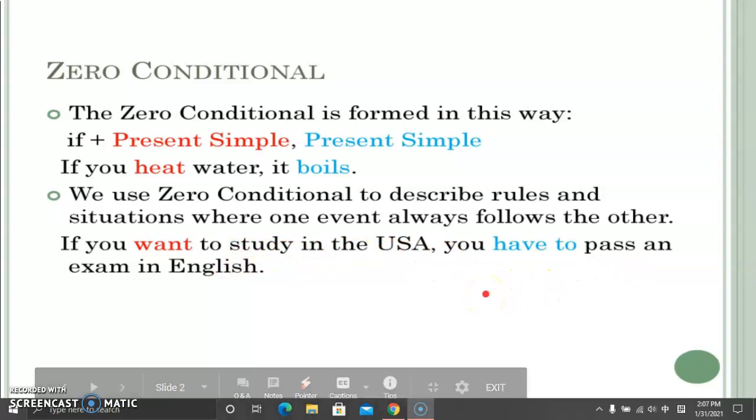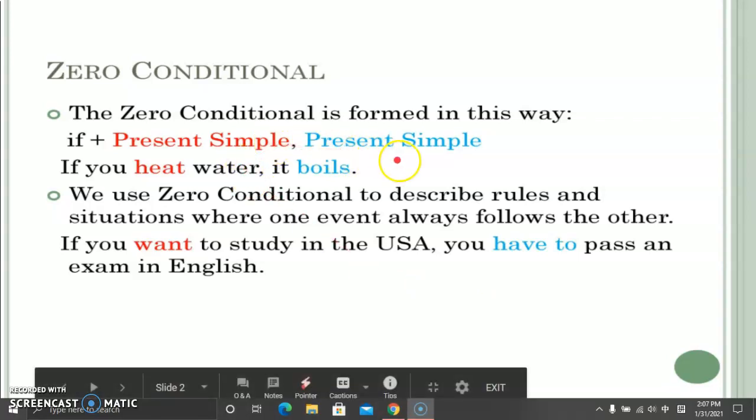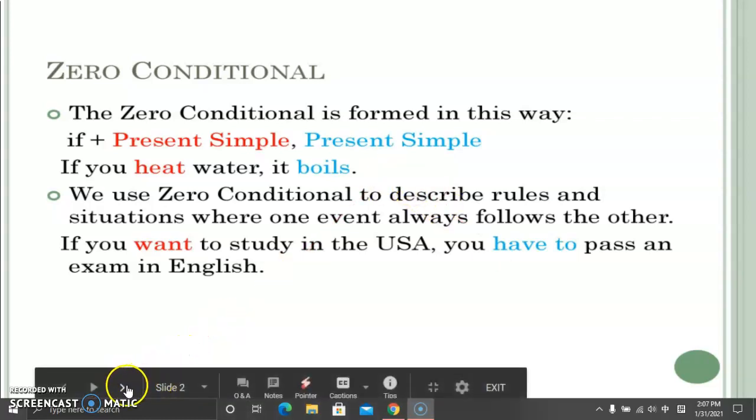in English. So to wrap it up quickly يبقى first condition اللي هو zero conditional بيكون present simple followed by present simple and we use it to describe either something real or describe rules or even talk about a fact or a scientific fact. So let's go to the next slide.